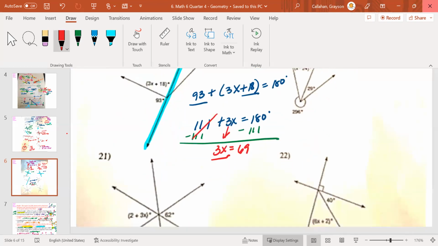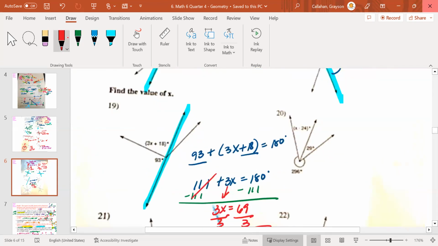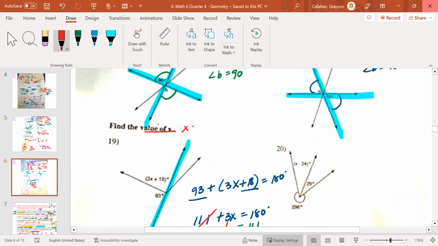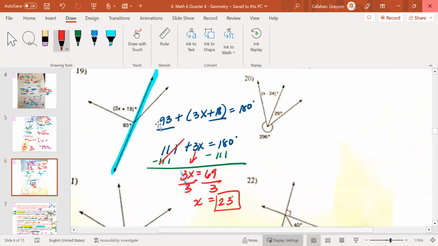How do you get the 3 by itself, or x by itself? You divide. So then the 3 cancels. So x equals 23 degrees. And that is your answer. So here it says find the value of x. So you don't need to plug it in. It's just saying, what does x equal? Well, in this case, x equals 23.